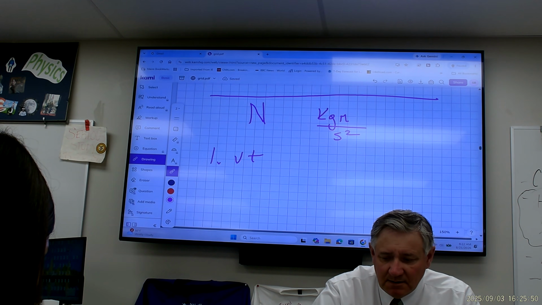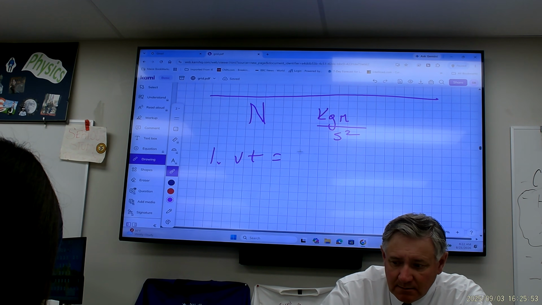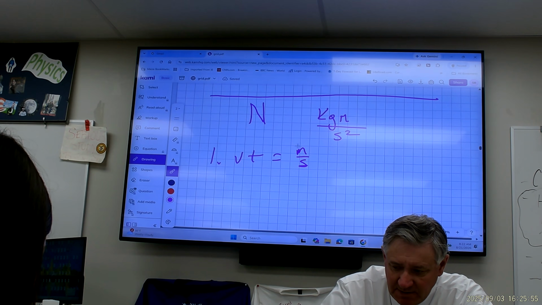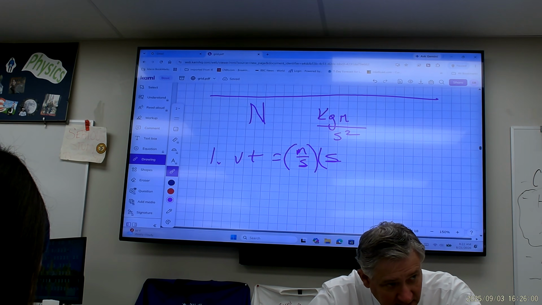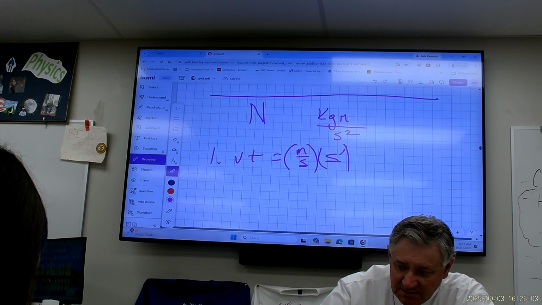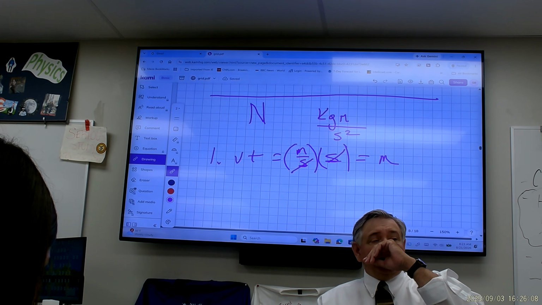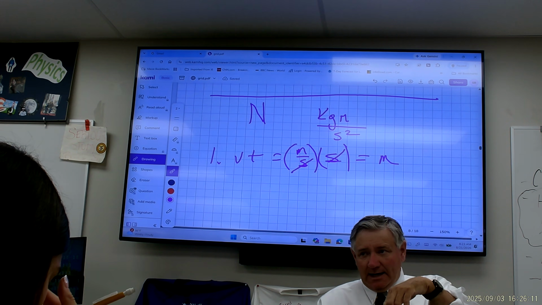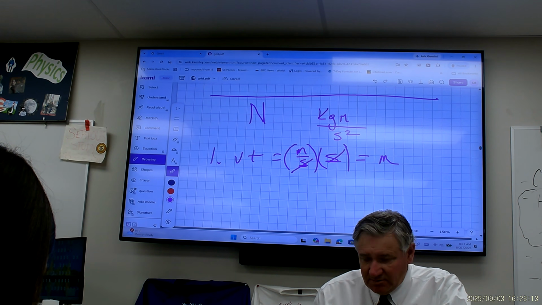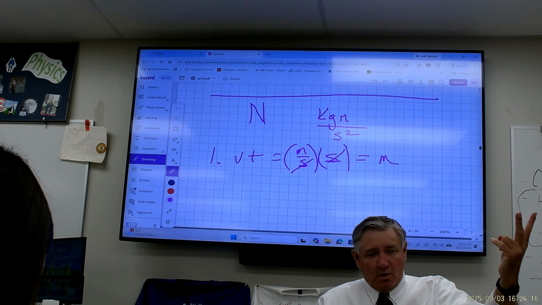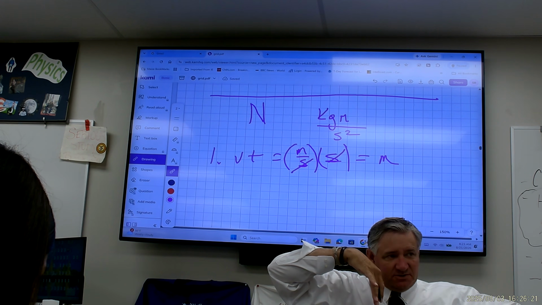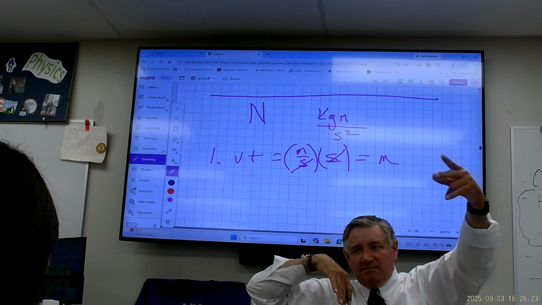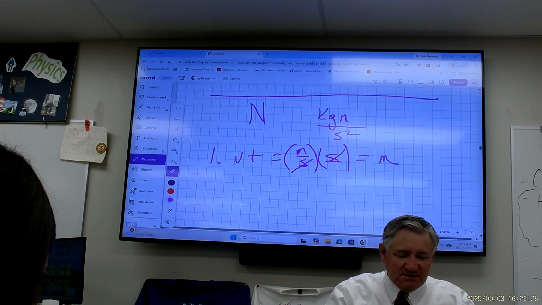So you have vt. Velocity is measured in meters per second. So I'm going to take meters per second and multiply that by time, which is going to be in seconds. So the seconds cancel out, and you get meters. What we're saying is that if you multiply velocity by time, you get a distance. You're multiplying two different quantities, and you get a third quantity that's different from the first two. You're multiplying a velocity by a time, and you're generating a distance.